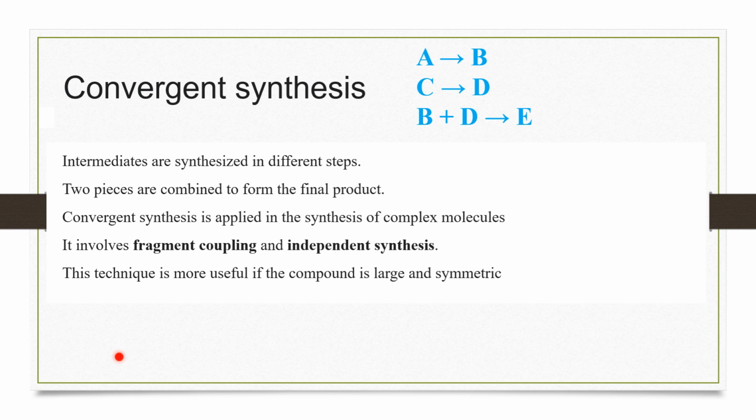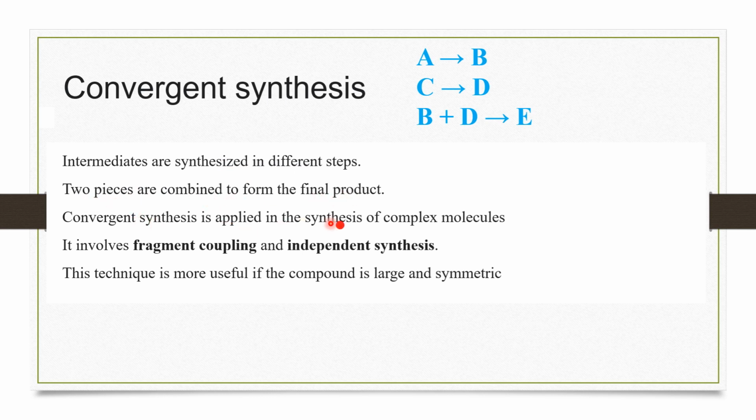Fine. There is another synthesis which is called convergent synthesis. Suppose you want to prepare this product E, and these are the two reactants. We prepare these two reactants in different steps and then combine them to give the product. See the points in convergent synthesis. Intermediates are synthesized in different steps. Two different intermediates or pieces are then combined to form the final product.